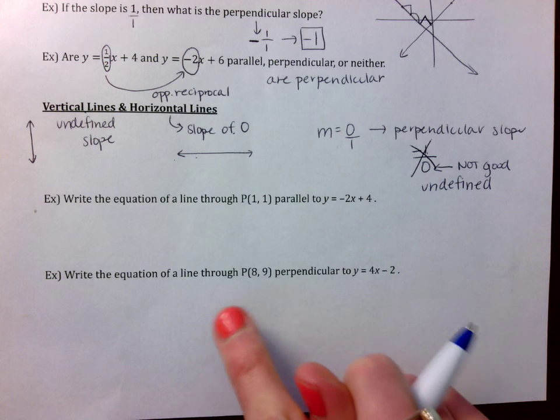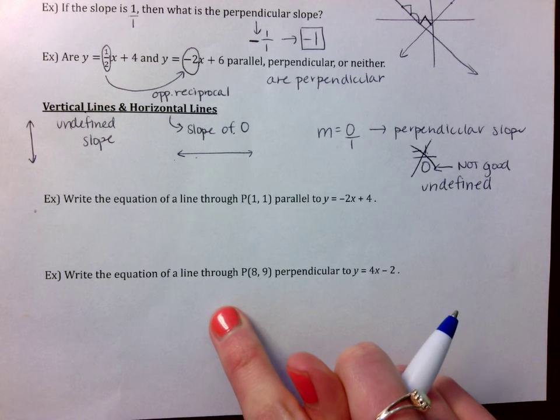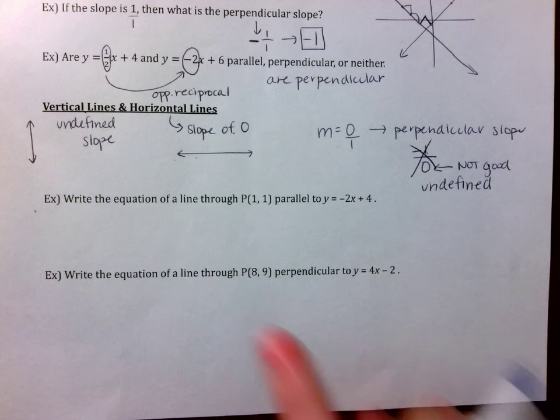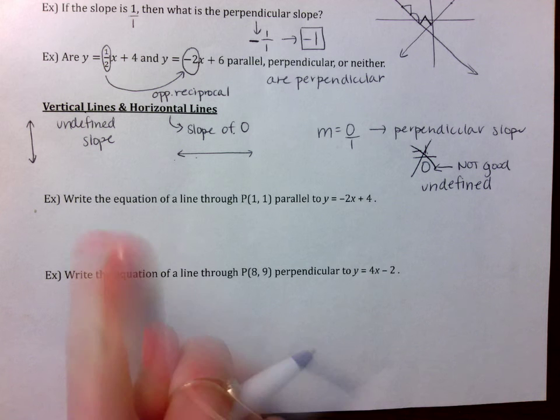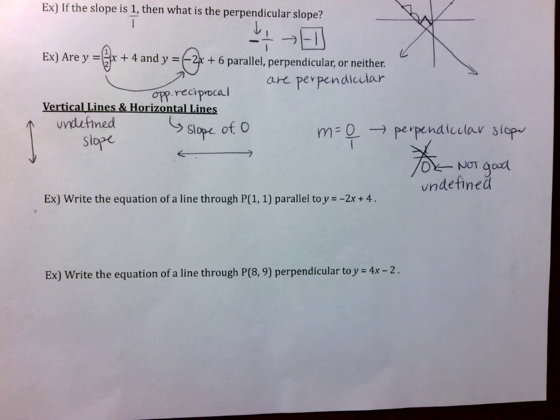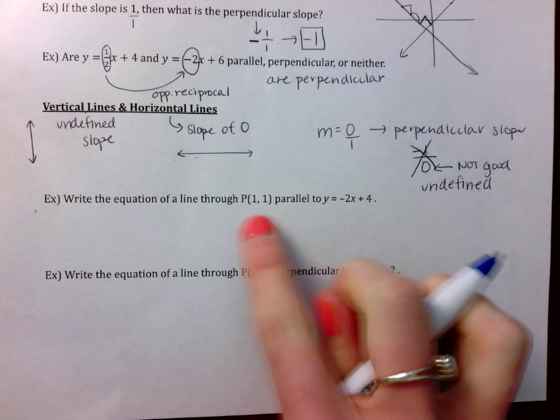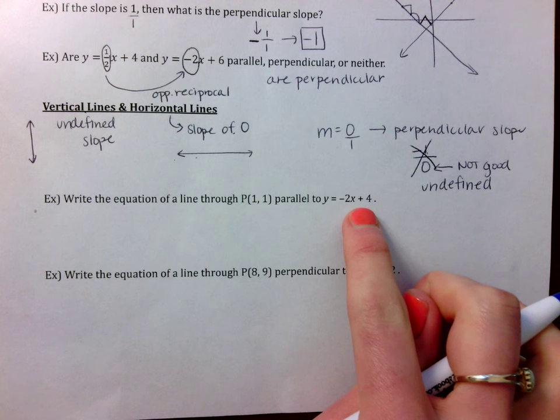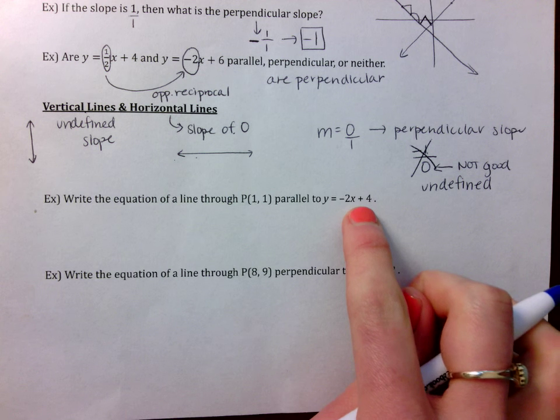Okay, let's do a couple more examples and I'll set you free for today. Make sure, if you haven't already, you watch the other video that goes with this lesson, which is writing equations of lines. So write the equation of a line through the point (1, 1) and parallel to this other line, y equals negative 2x plus 4.